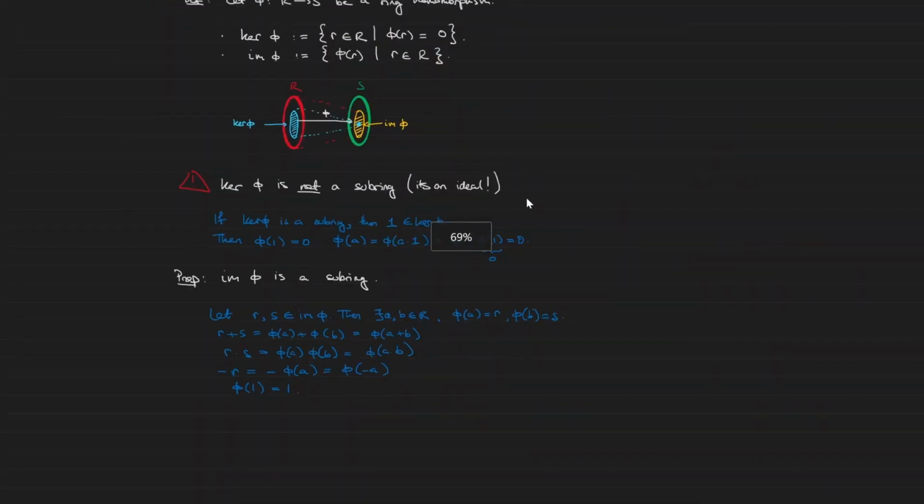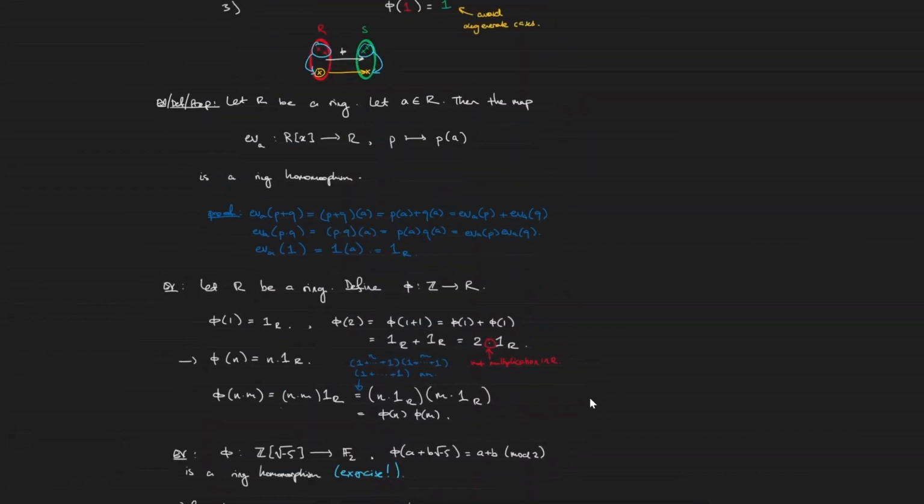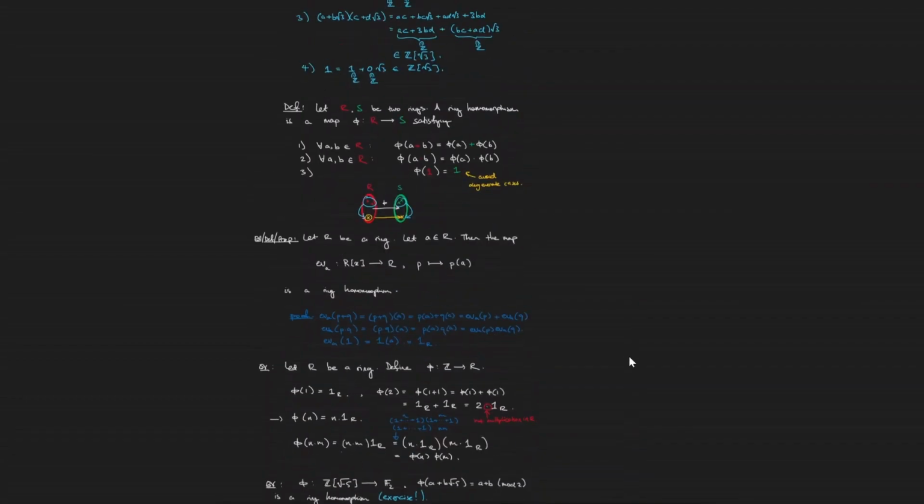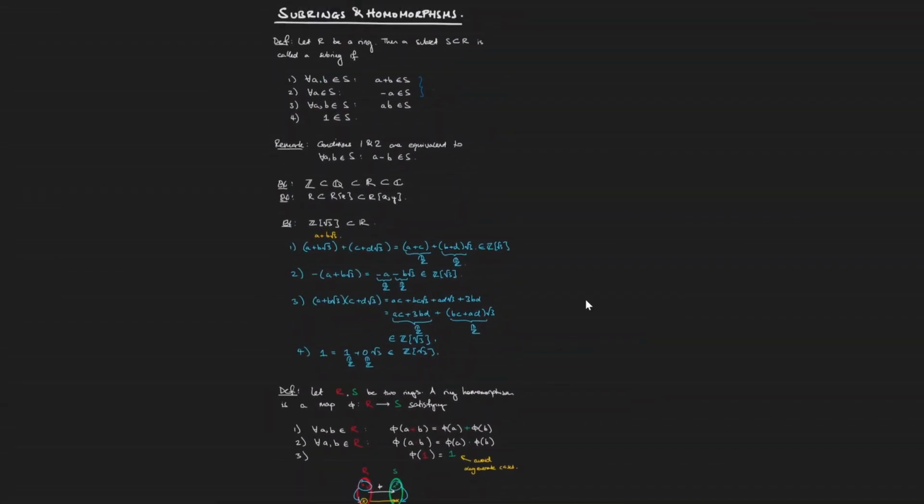Okay, so that's going to be all for this video on subrings, as well as ring homomorphisms. In the next video, we're going to talk a little bit more about ring homomorphisms as well as ring isomorphisms. And then from there, we're going to start taking a look at ideals and then constructing quotient rings and talking about the first isomorphism theorem. So very cool things coming up.